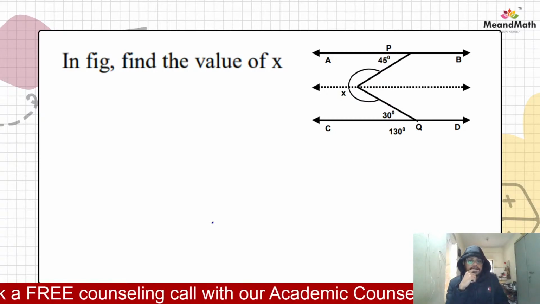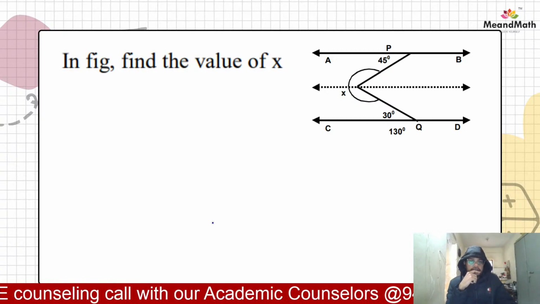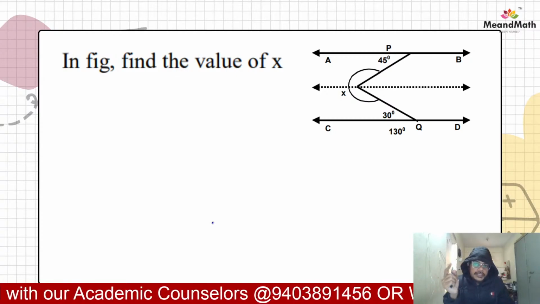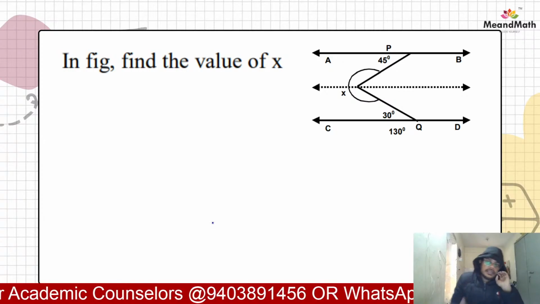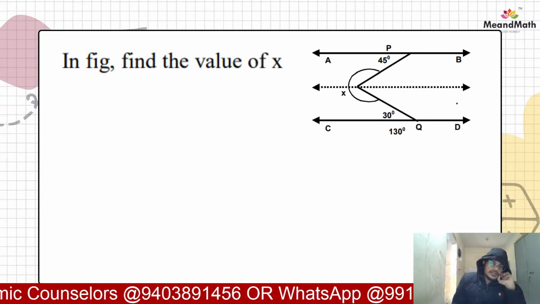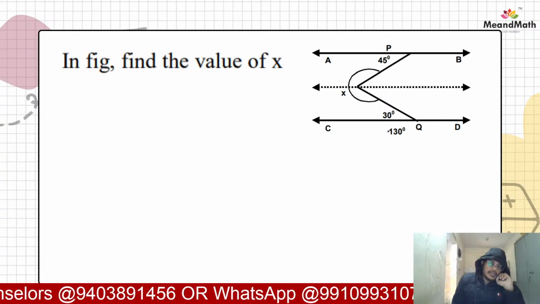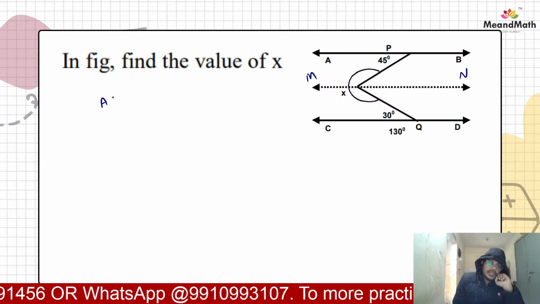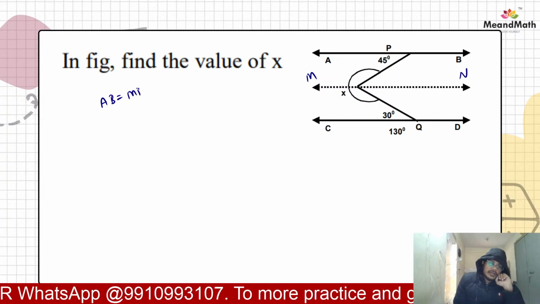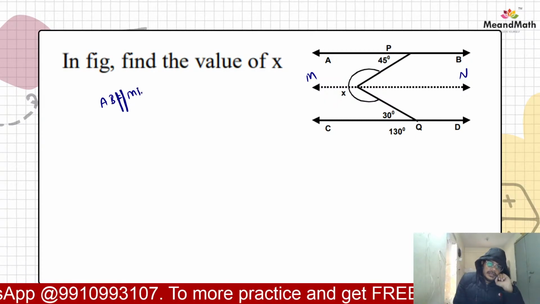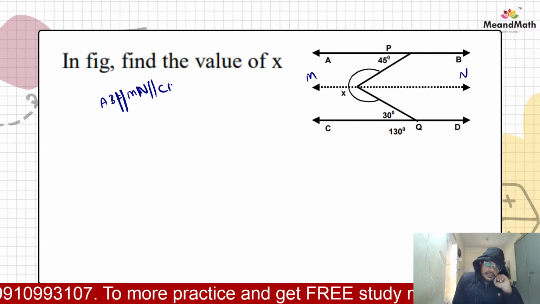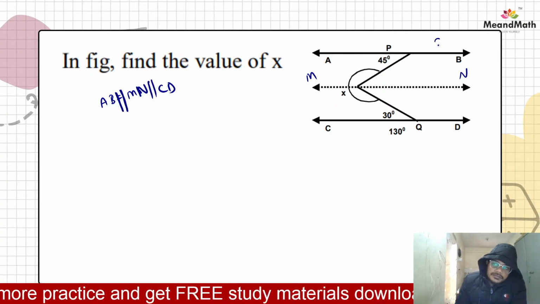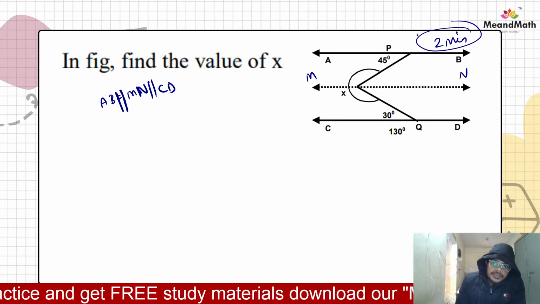Now in the figure, find the value of x. You need to find the value of x here. One more thing: AB is parallel to this side, and this line is parallel to CD. Let's say this is MN. So ray AB is parallel to ray MN, which is parallel to ray CD. Now again you have 2 minutes. Do this question. This is very simple.